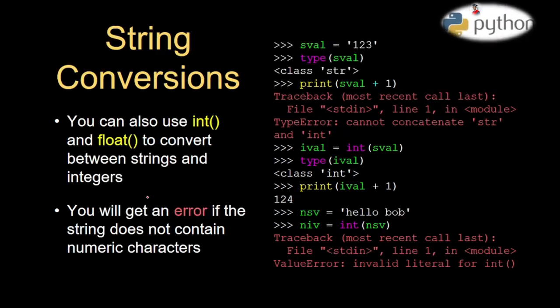What about strings? Look here. You can also use int and float to convert between strings and integers. From string to integer and integer to string. You will get an error if the string does not contain numeric characters.